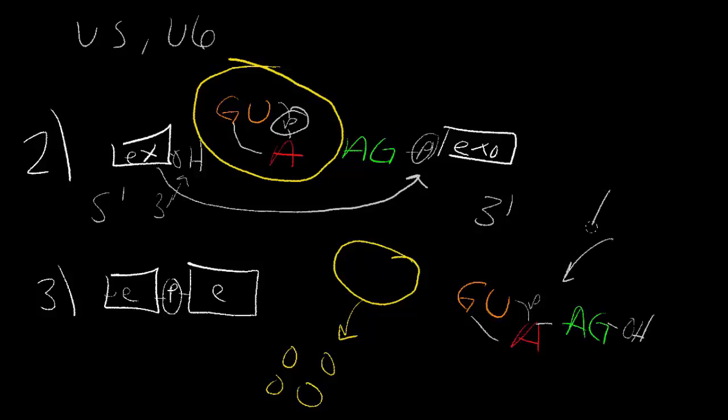And this right here is going to be known as a lariat intron. And this now is our mRNA. Of course, this is going to happen in a bunch of exons. This is just a certain specific portion in which just 2 exons.